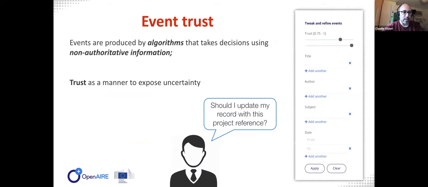It's important to note that since events are produced by algorithms that take decisions based on non-authoritative information, it's crucial for transparency that this level of uncertainty is made available to the end users. So this is why in the content provider dashboard, when exploring the events, there are some sliders that allow users to filter also by a concept of trust, that maps what we can synthesize as the confidence level produced by the mining algorithms, or the authoritativeness level, being a higher value, nearer to one, when the information is provided by a repository.